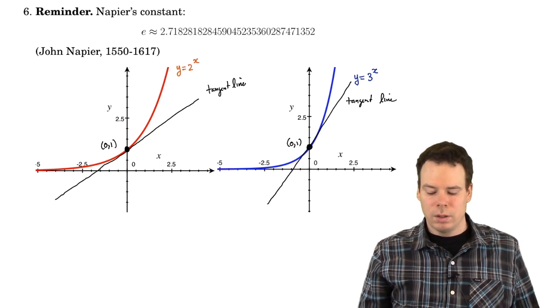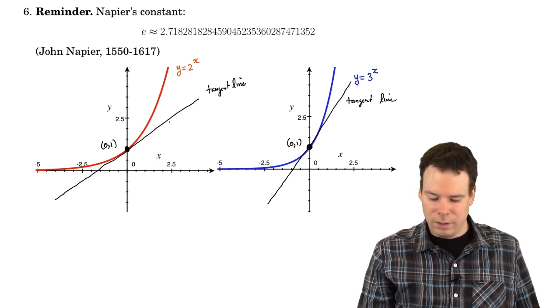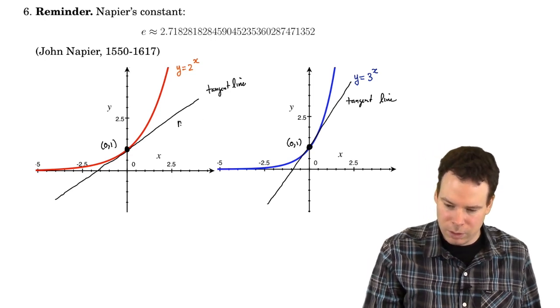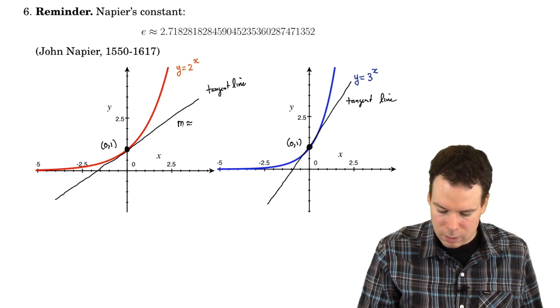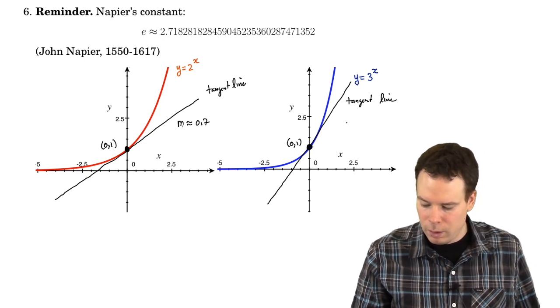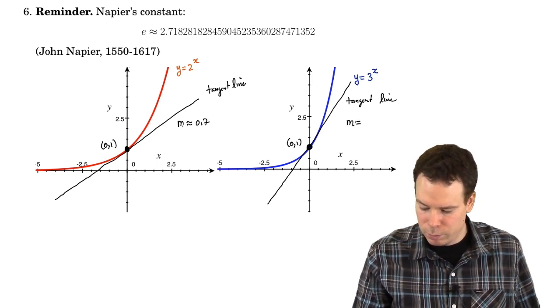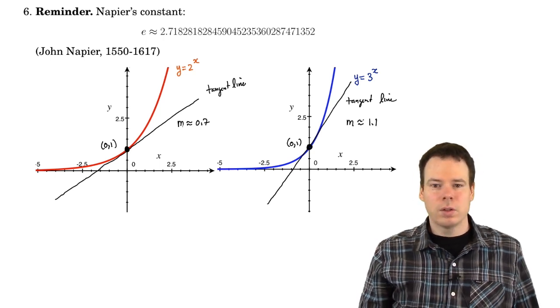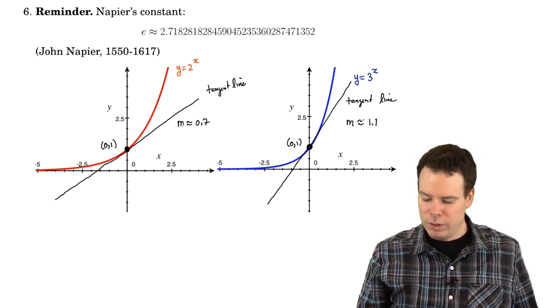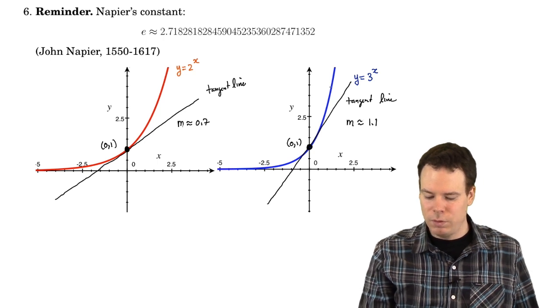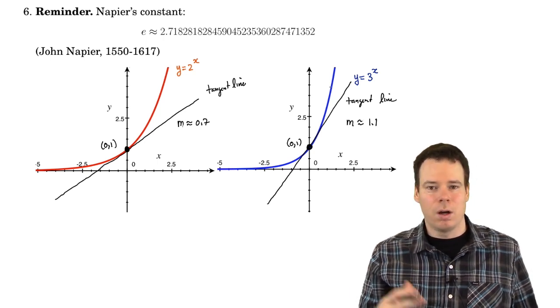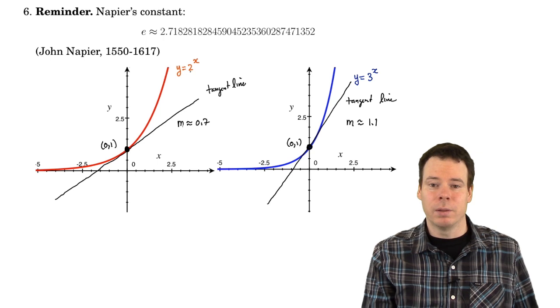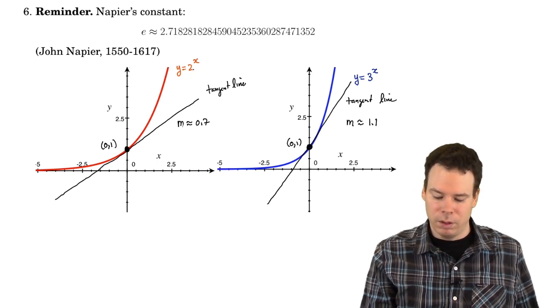What do we notice? Well, we notice the slope of the tangent line to the exponential function of base 2 is less steep than the one at base 3. Here we can work out the value of the slope. It's about 0.7. And over here we can work out the value of its slope. It's about 1.1. And so this begs the question. I'm only considering two different exponential functions, base 2 and base 3. But there are a lot of exponential functions. In fact, I can take any real number bigger than 0 and not equal to 1 as the base.